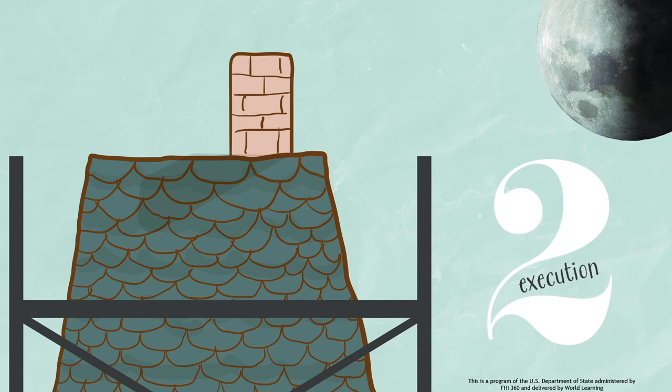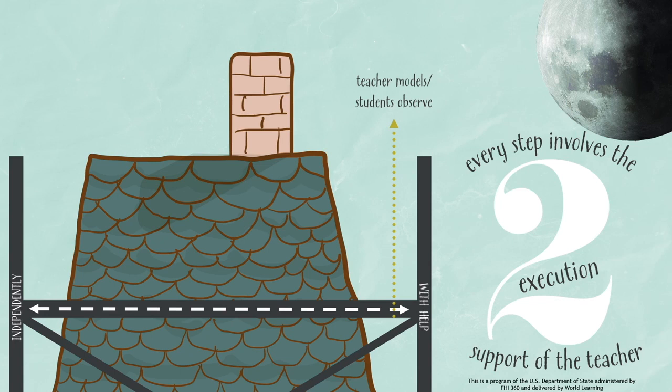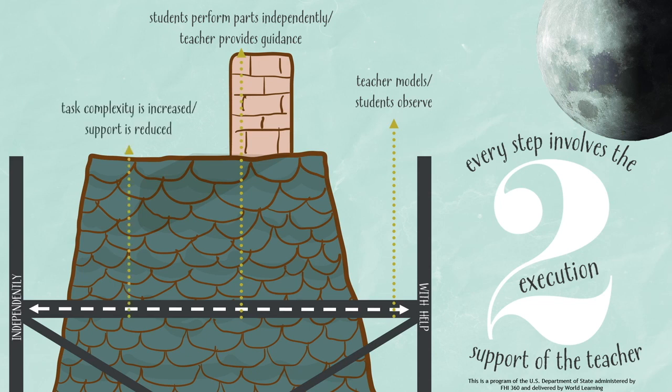In the second step, the execution of the lesson plan takes place, and every step involves the support of the teacher. The instruction begins with the teacher modeling the task and students observing it. Then it moves to guided practice, where students perform parts of the tasks independently and the teacher provides guidance. Gradually, as the students gain expertise, the complexity of the task is increased and the support is reduced. The process continues until the students perform the entire task with little or no support from the teacher.